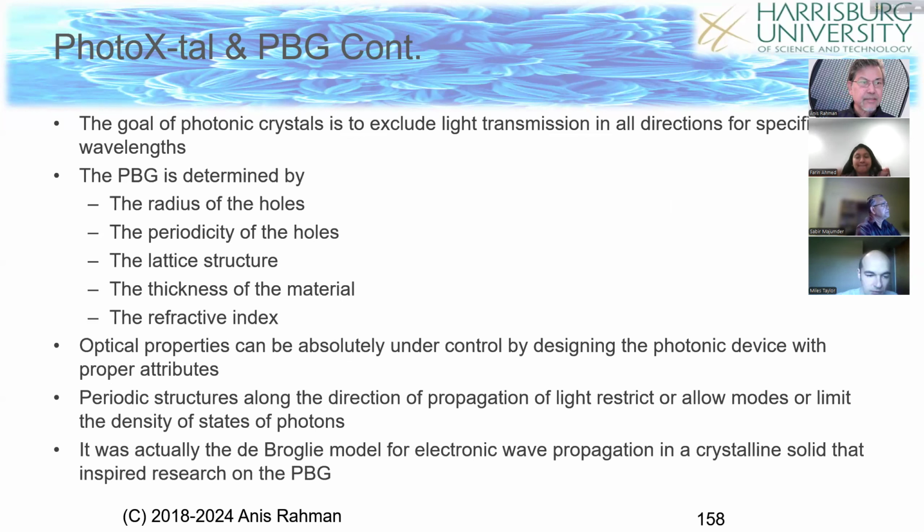And these lines are the goal of photonic crystals is to exclude light transmission in all directions for specific wavelengths. The PBG is determined by the radius of the holes. So this is a hole-based ones. As I said, there can be pillar-based ones as well, and there can be array-based ones. So the hole-based ones, the radius of the holes determines the transmission characteristic. The periodicity of the holes also another factor. The lattice structure, the thickness of the material, and the refractive index. So these are the main determining factors.